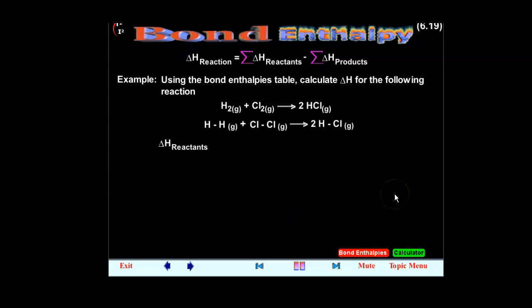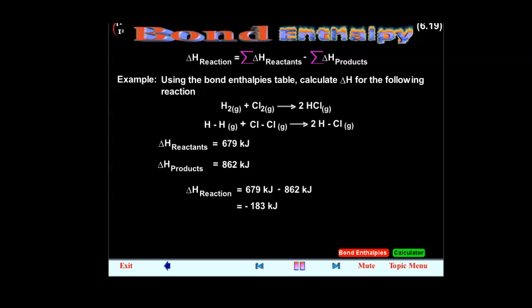Delta H reactants equals 436 kilojoules plus 243 kilojoules, equals 679 kilojoules. Delta H products equals 2 moles times 431 kilojoules per mole, equals 862 kilojoules. Delta H reaction equals negative 183 kilojoules.